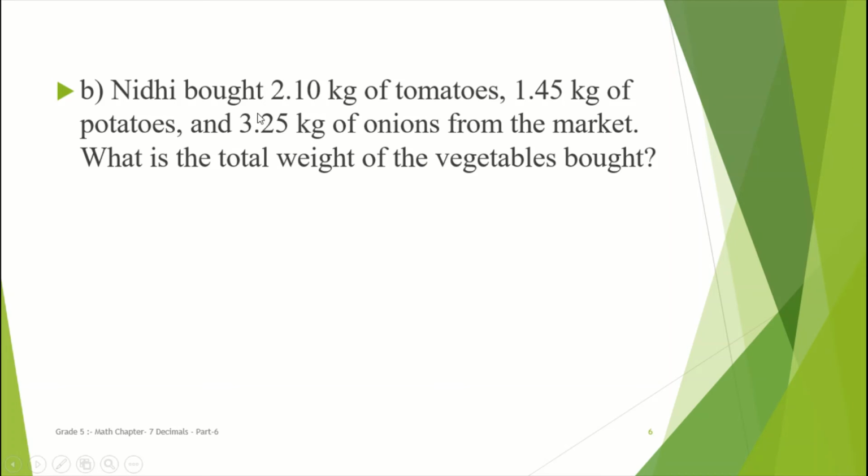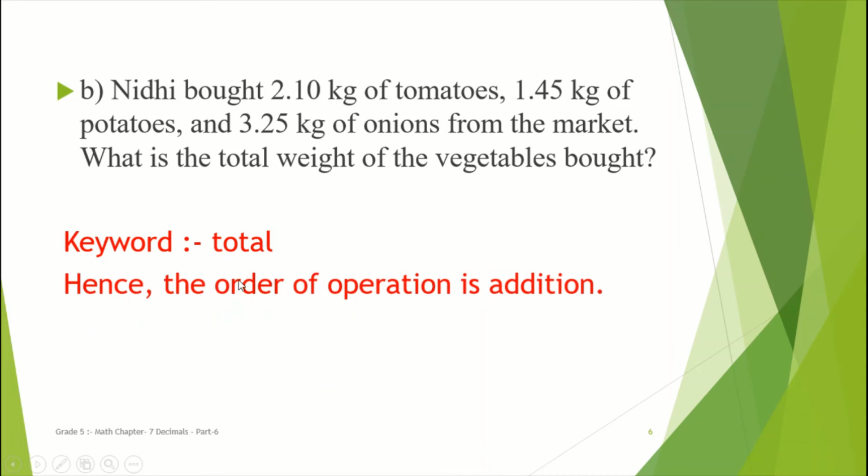What we need to find? We need to find total weight of the vegetables bought from the market. So scholars, first of all, what we need to do? We need to locate keyword. So here we have keyword as total. It means the order of operation over here is addition. What we need to do? We need to add all the numbers, decimal numbers, to find the total weight of the vegetables bought.